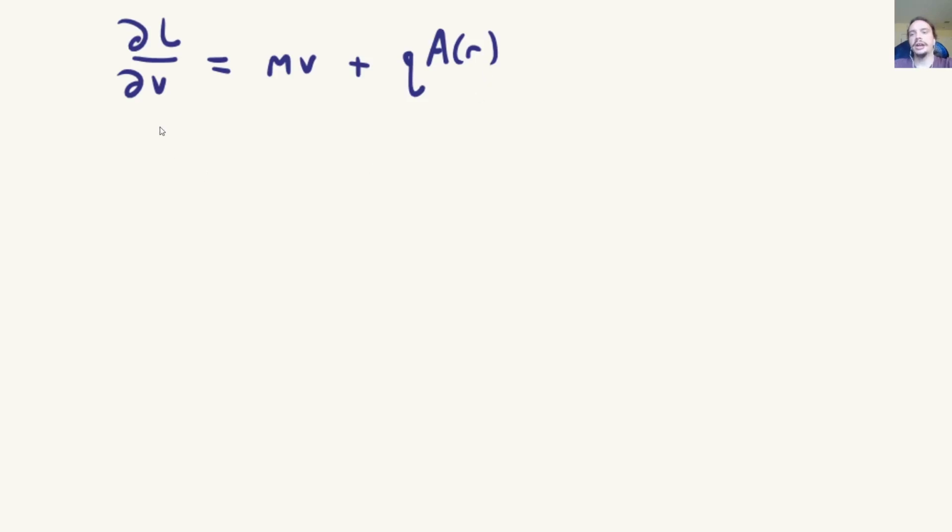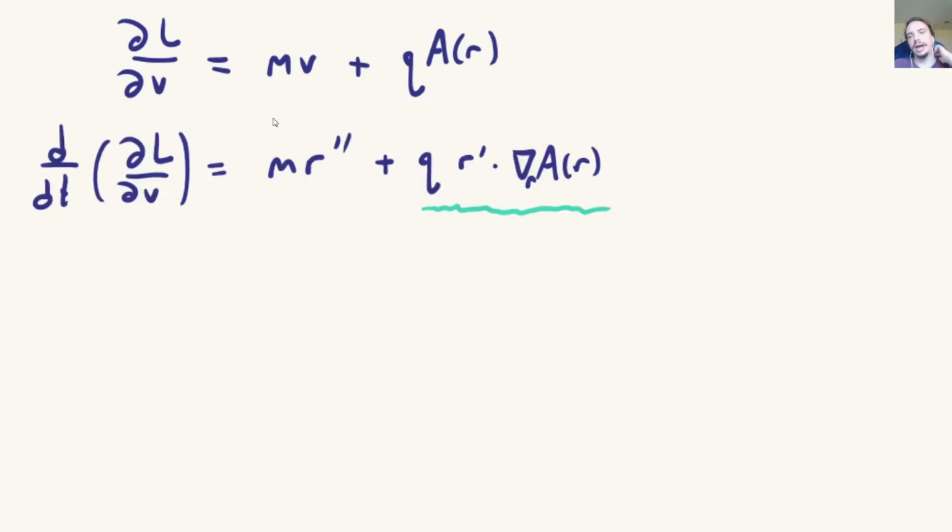Now we can go ahead and plug in r and r prime. We've already got r here, but v needs to become r prime. And then when we do that, we can take the time derivative. When we take the time derivative of r prime, we get r double prime. And when we take the time derivative of a of r of t, we need to use the chain rule. We'll get r prime coming out, and that needs to be multiplied by the derivative of a, which will be the gradient of a evaluated at r.